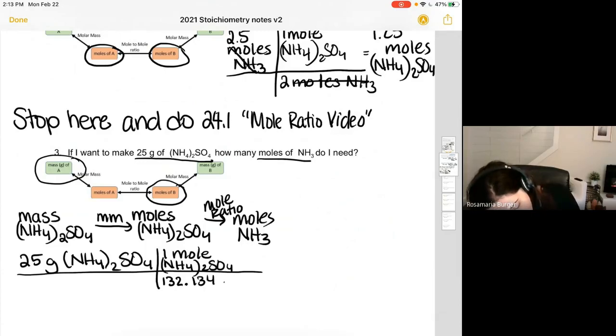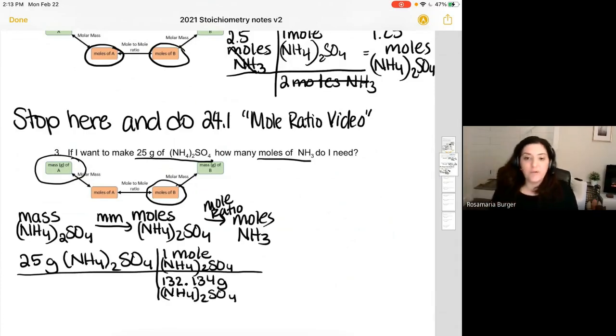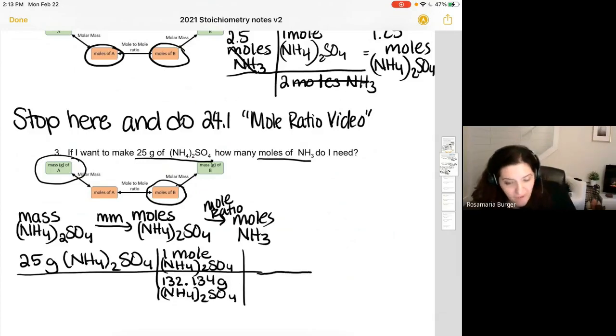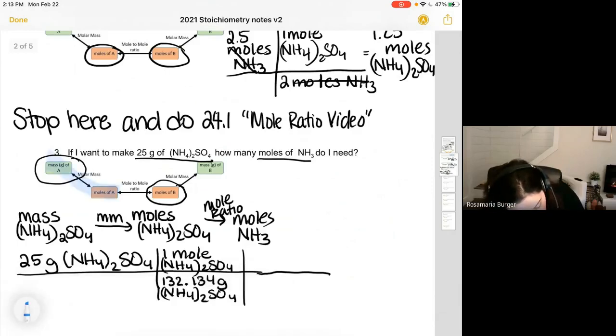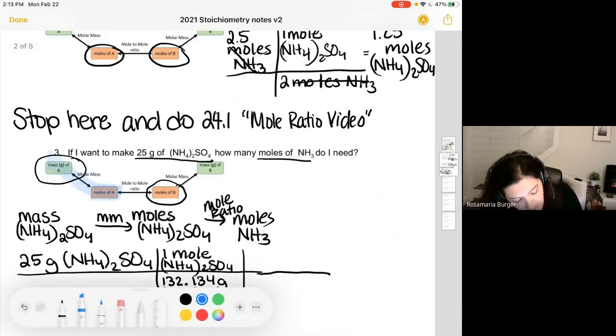0.134 grams of (NH4)2SO4. This is why I was such a stickler for full labeling. Okay, because here we're switching over from grams of this, moles of this to something else. Okay, so now we've gotten to, let me highlight my little journey here. We've gone from here to here. Okay, so we've got another step, and that's going to take our mole ratio.